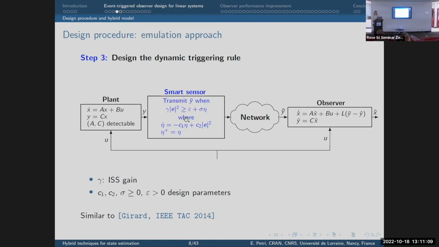Epsilon here is another design parameter, and it is important that it is selected strictly positive in order to avoid the Zeno phenomenon that occurs when two output data are transmitted at the same time instant or immediately one after the other.